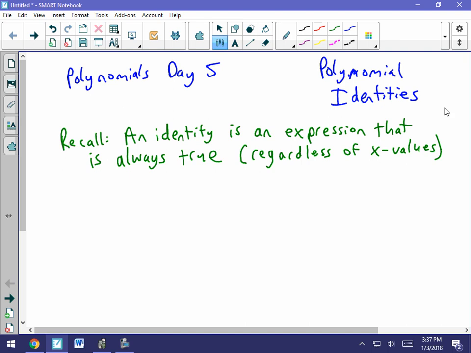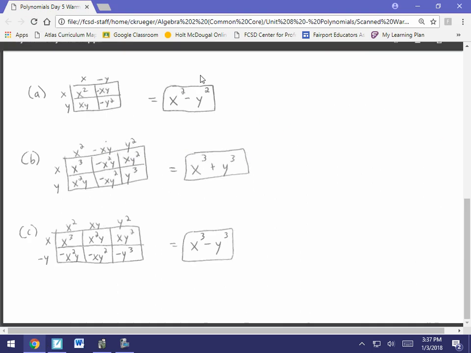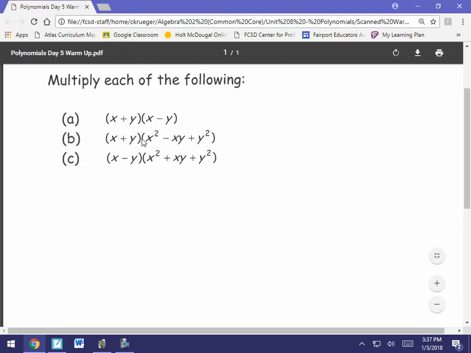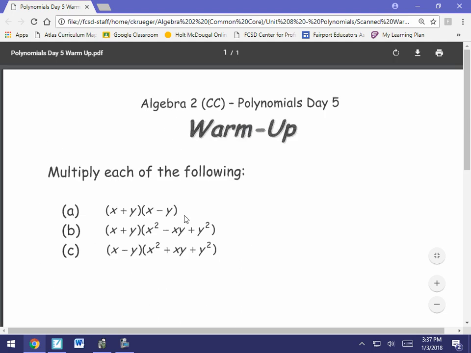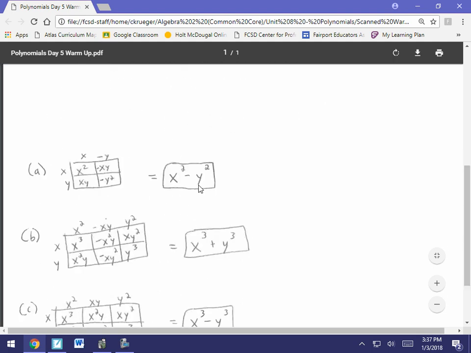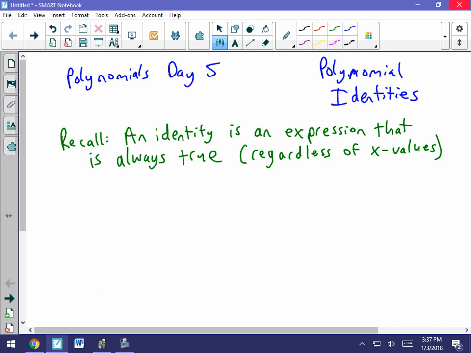So those couple of things that you actually just multiplied out in the warm-up are actually examples of identities. Because no matter what x and y are, when you do x plus y times x minus y, you always end up getting x squared minus y squared. We just sort of proved that algebraically. So that's an example of an identity. And there's actually quite a few of them that pop up in various situations. But we can take those couple from the warm-up.